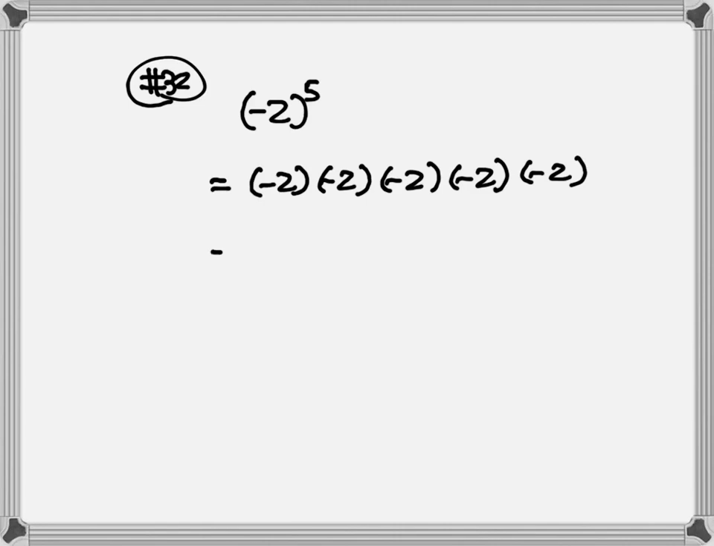Now, this is very easy, okay? You count how many negative signs. If you have an odd number of negative signs, like over here, then your answer will be a negative. If you have an even number of negative signs, your answer will be positive. So you have 2 times 2 times 2 times 2 times 2, multiply itself 5 times, so it gives you a negative 32. Now, let's look at number 36.